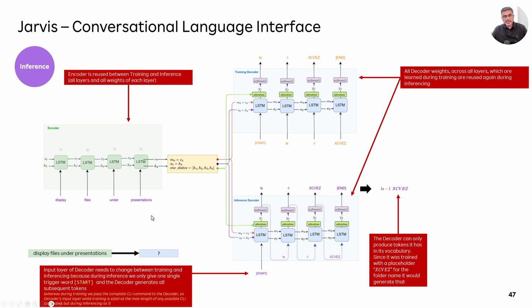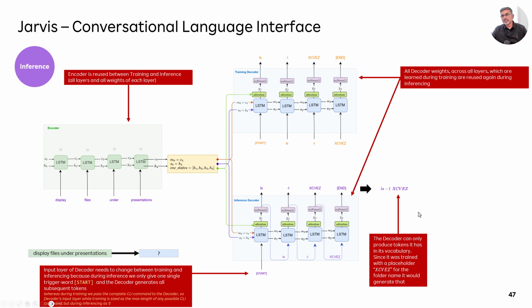Now, look at the English sentence that we are given: display files under presentations. But what is the decoder producing? It is producing this XCVZ. But the reason it's doing that is because the decoder is trained on several placeholder names for all these variables that you're going to be using. And the decoder can only generate tokens that it has seen in the vocabulary. And during training, you had essentially trained it with this one, ls -l xcvz. That's why it produced that.